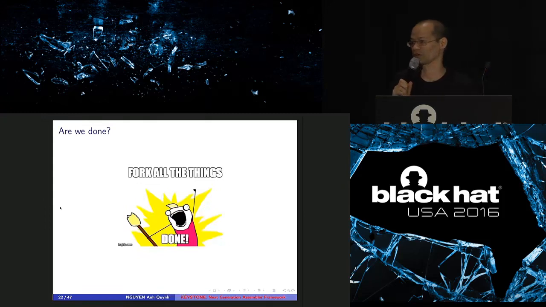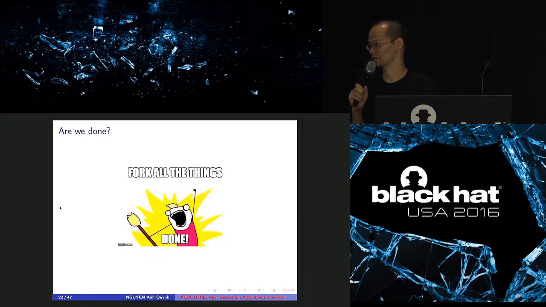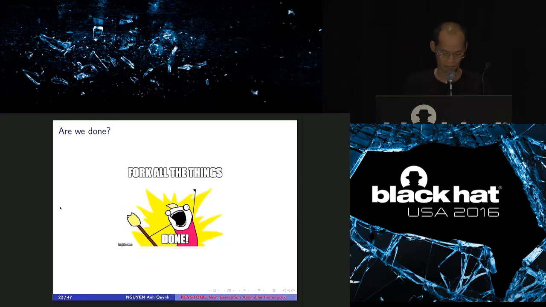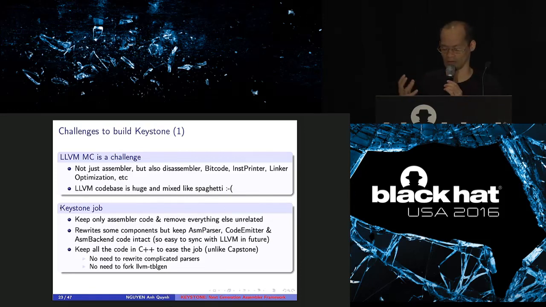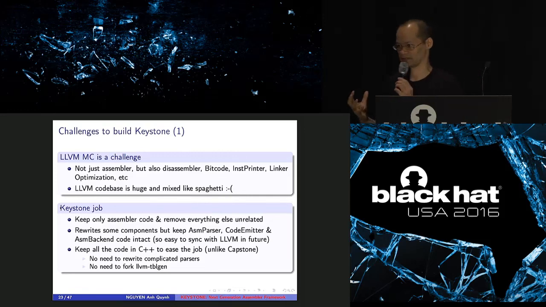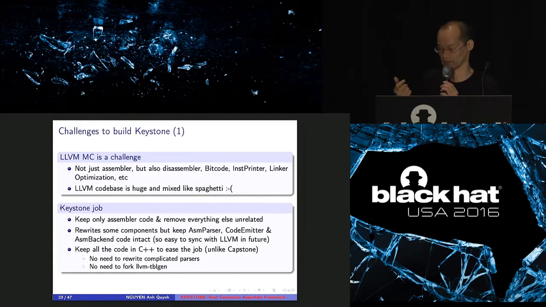Do you think that forking LLVM to make Keystone is easy? Actually, it's not. There's a lot of things to do. First one, MC is big code and mixed inside like spaghetti. It has many things inside, but I only want the assembler, right?